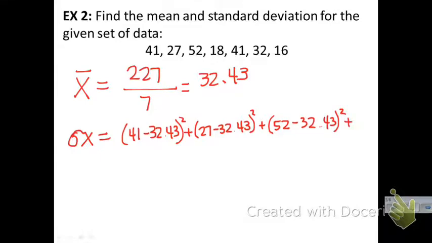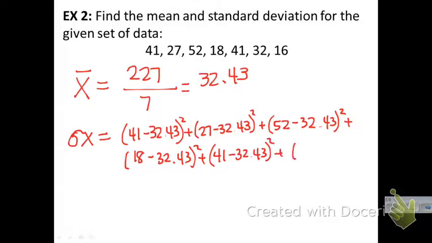And then we're going to do this again with our next term. So 18 minus 32.43, 41, 32, and finally at 16. I think you can do all of this step in one process on your calculator.